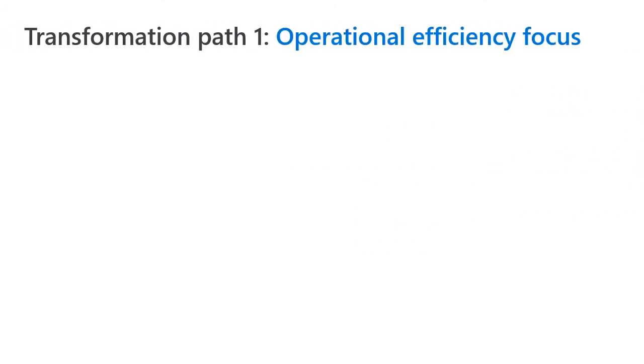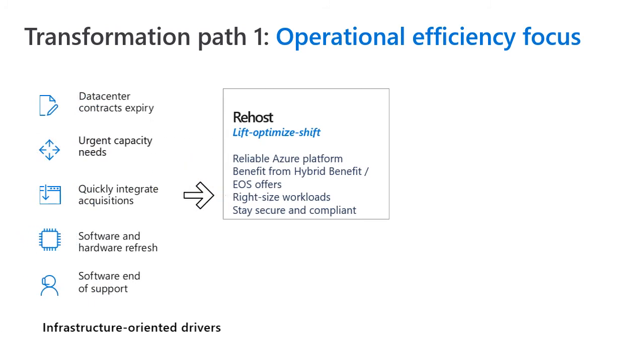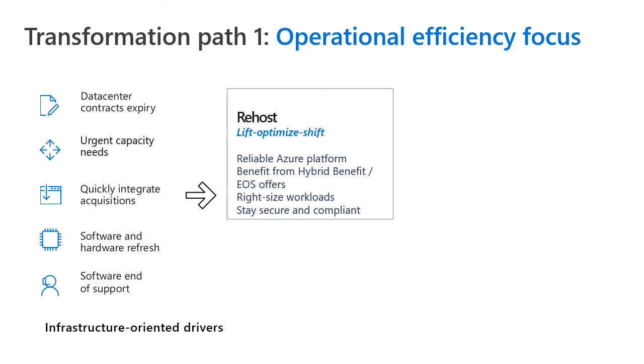So one transformation path is focusing on operational efficiency. These are some of the reasons, if you will: your data center contracts will expire, you have urgent capacity needs, you have software and hardware that needs to be refreshed, and you have software end of support. For example, you may have virtual environments where you are running Windows servers on Windows Server 2008. Or the clients you're trying to serve are on Windows 7, and the users don't want to move from Windows 7 to Windows 10 or can't move for one reason or another.